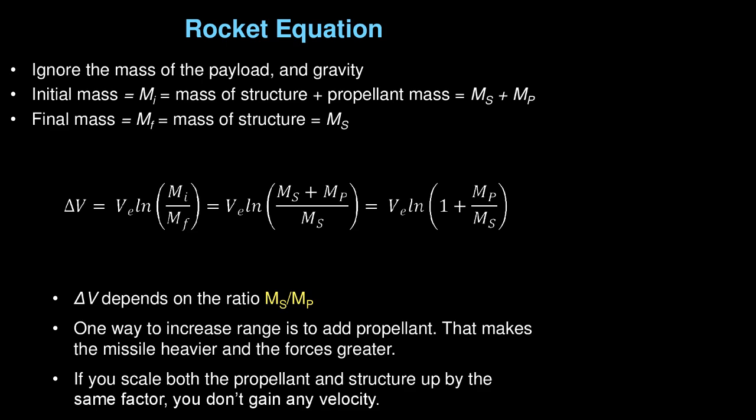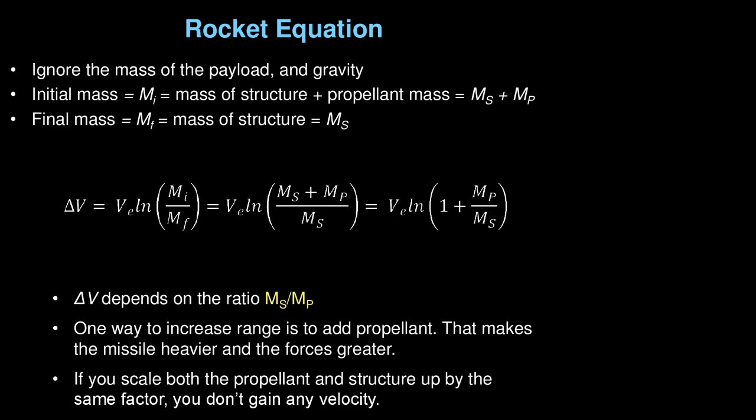Now, one way to try and increase the range is to add propellant. As I add propellant, that makes the missile heavier, and that makes the forces greater. And so you have to scale up the structure because of the additional forces. And what this tells you is that if you scale both the propellant and the structure up by the same factor, you don't gain any velocity. So all of the additional propellant you've put in, the benefit of that is eaten up by having to accelerate the additional structure.